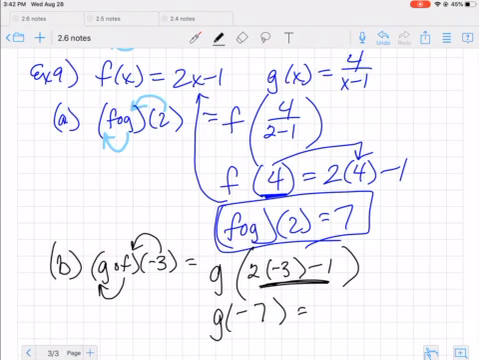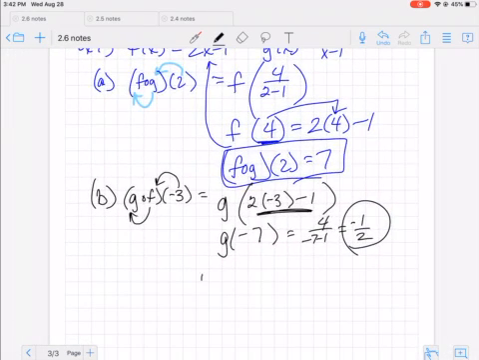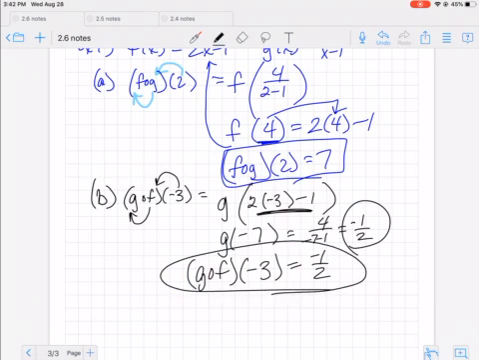That's what you plug in. So 4 over negative 7 minus 1 is that negative 1/2. Because it's 4 over negative 8. We know 4 over negative 8 is negative 1/2. All right, so that's what we're talking about here. G of f of negative 3 is that negative 1/2. All right.